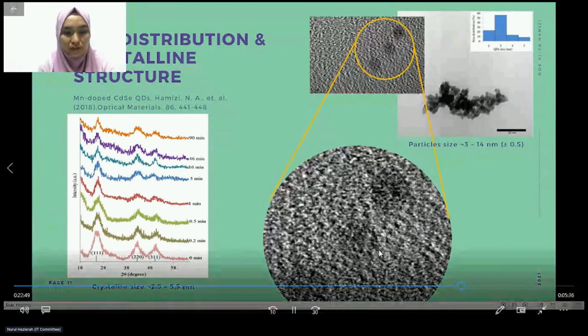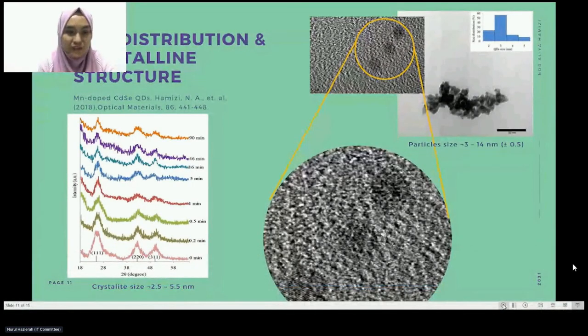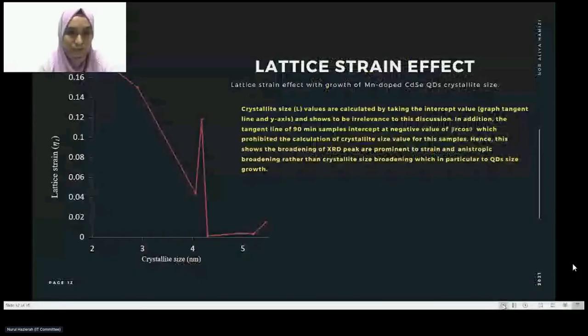I'm also showing here the lattice profile of manganese doped cadmium selenide quantum dot in a high resolution TEM microscopic image. It is interesting to note that the lattice strain density increases with the decreasing of quantum dot size. This may be due to the rise of quantum confinement effect in smaller quantum dot, which allows the stress induced by the lattice mismatch to be scattered on the quantum dot surface. In addition, the large surface area permits stress to be distributed intensively to the constituent atoms on the quantum dot surface.